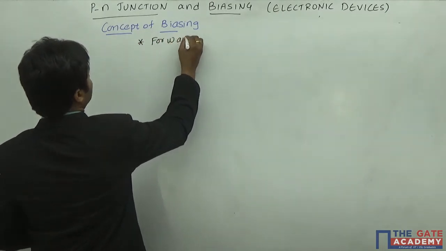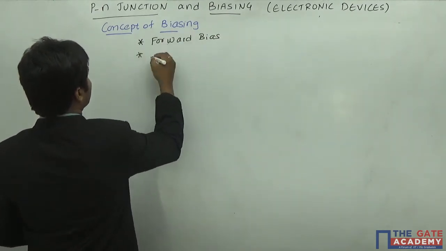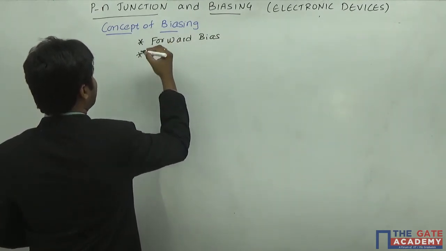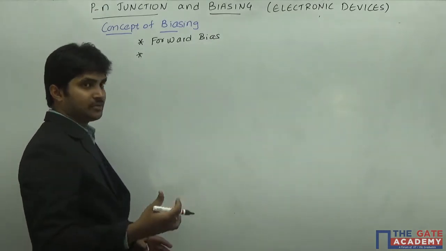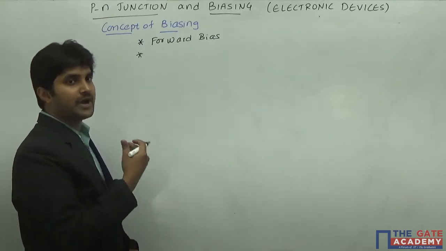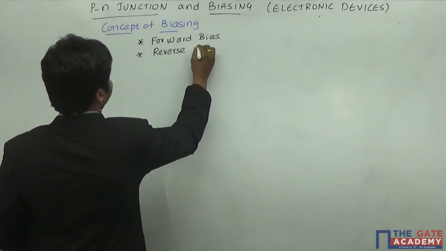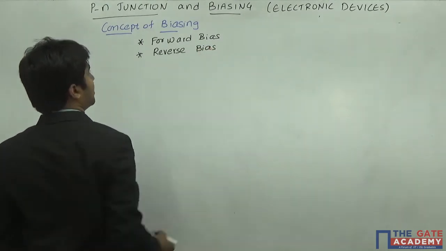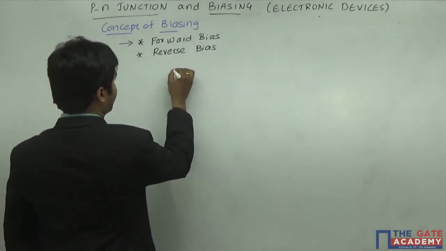It's very important to learn why we apply this particular concept, because for the working of any device we apply some potential. So what happens if you are applying potential in a particular direction is what we are going to learn as forward bias and reverse bias. So these are the two types of bias that we are learning. First we will emphasize the forward bias. Okay, so we'll learn about the forward bias.